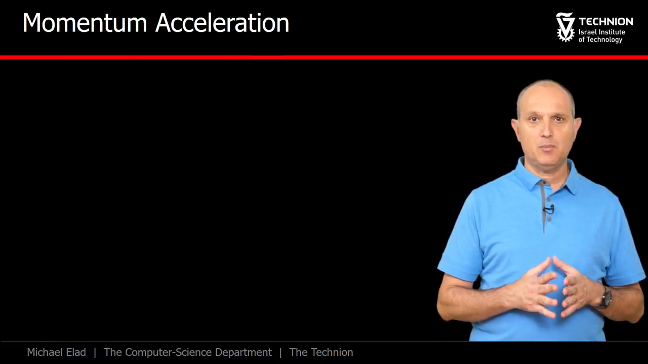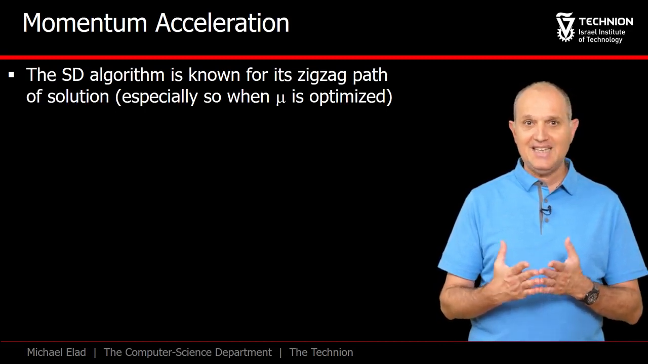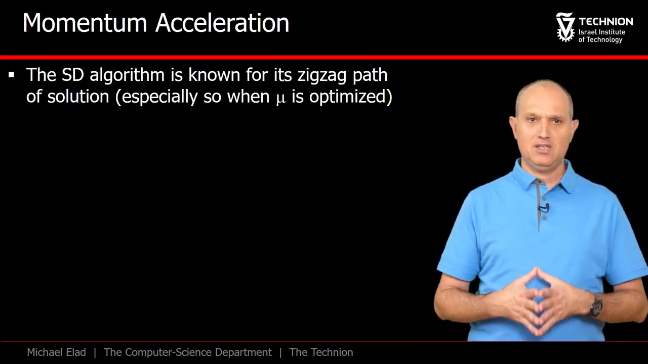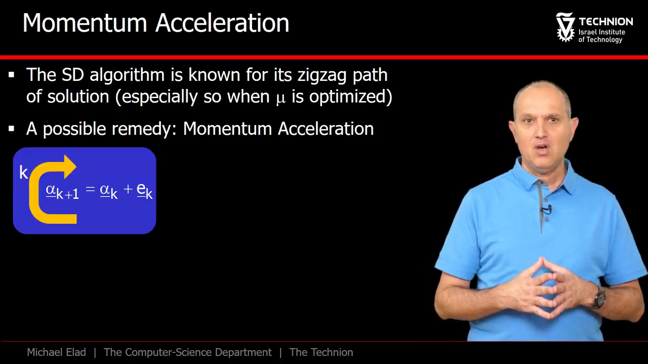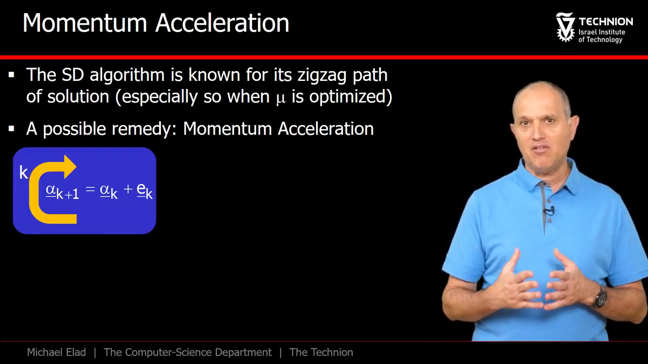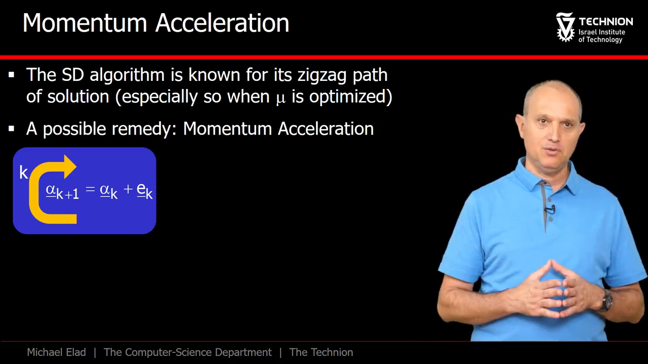A brilliant trick in optimization is momentum acceleration. And using it in the context of the steepest descent is beneficial since SD is notoriously known for being slow. Here is the core idea. In the original algorithm, we apply these iterations of updating alpha k to alpha k plus 1, where ek stands for the update direction to use.